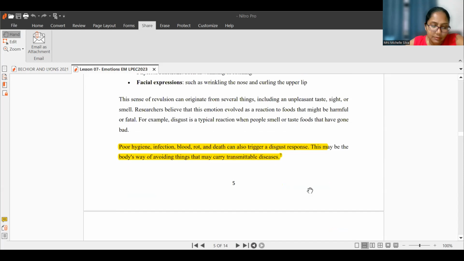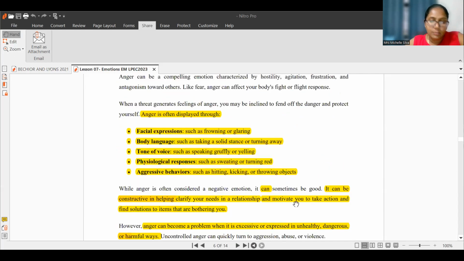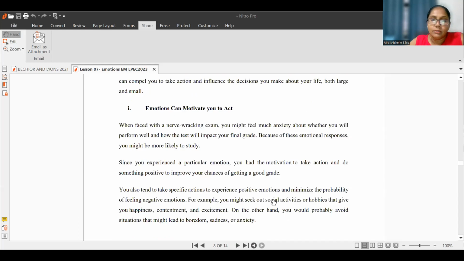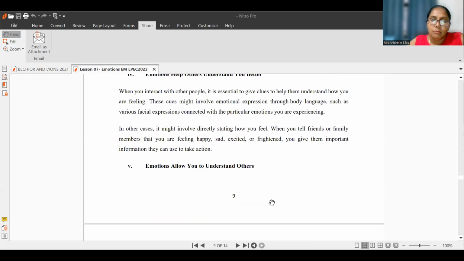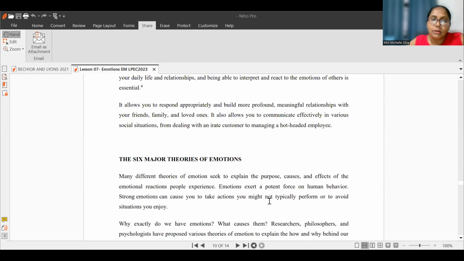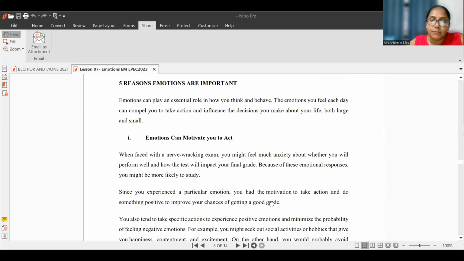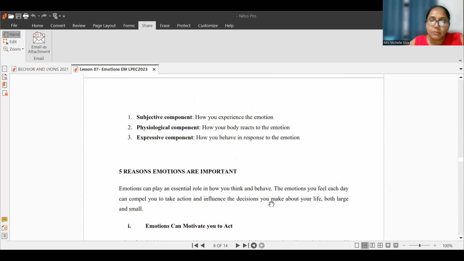The third component is the behavioral component. We call it behavioral or expressive responses. Another word you can write for this is behavioral component or expressive component. How you behave in response to the emotion is really important.